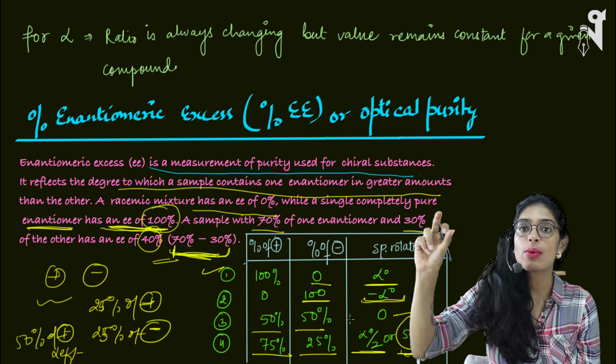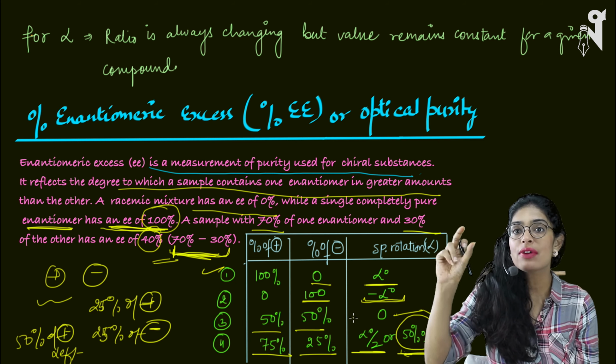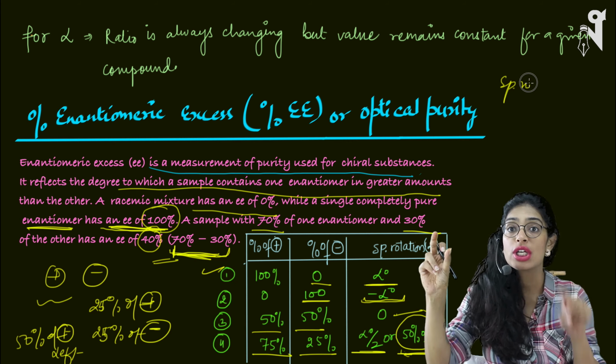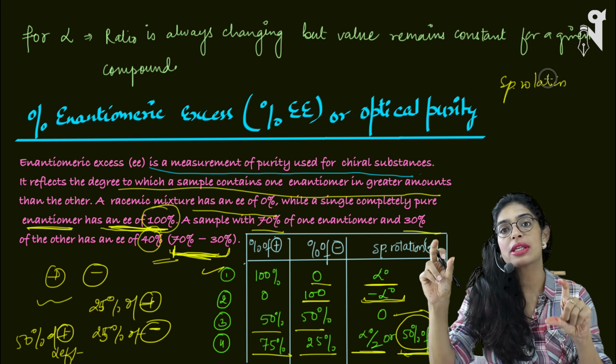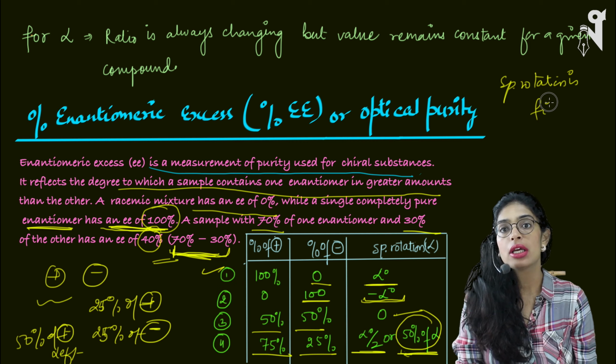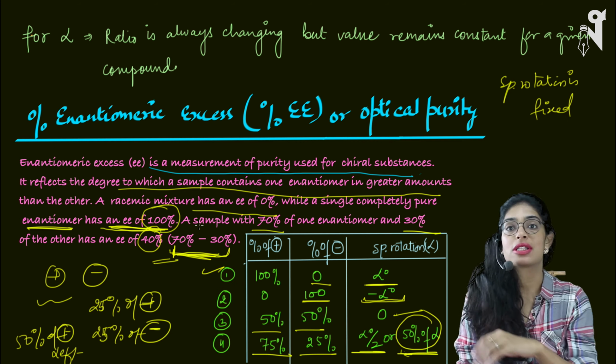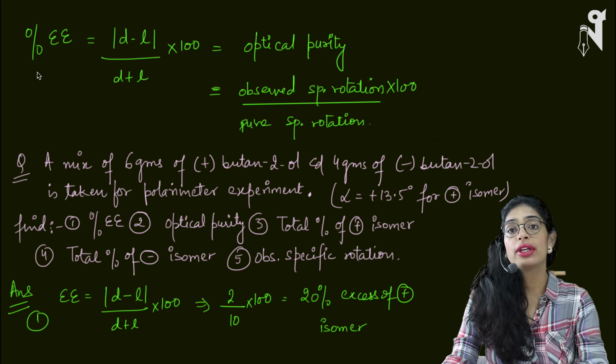Specific rotation is a fixed value, just mind it. I'm talking about the specific rotation. The standard specific rotation is a fixed value. What is changing over here is the observed specific rotation. So we can calculate observed specific rotation only if you know the standard specific rotation. Now see, how do we calculate it?